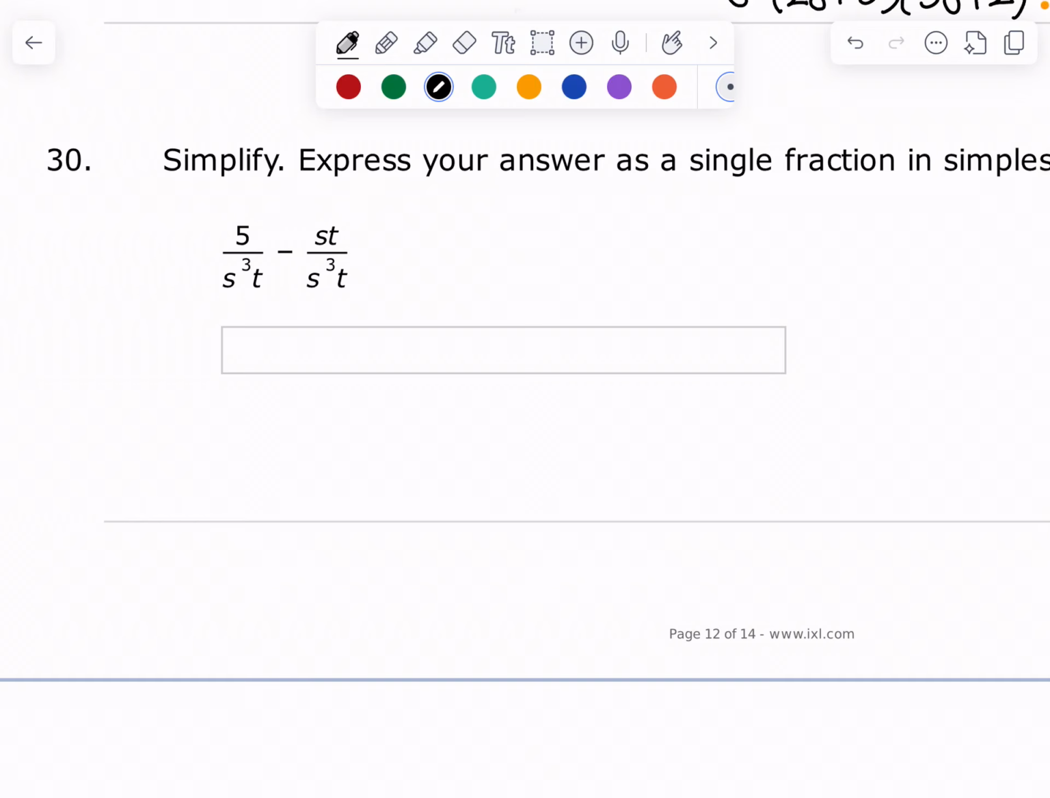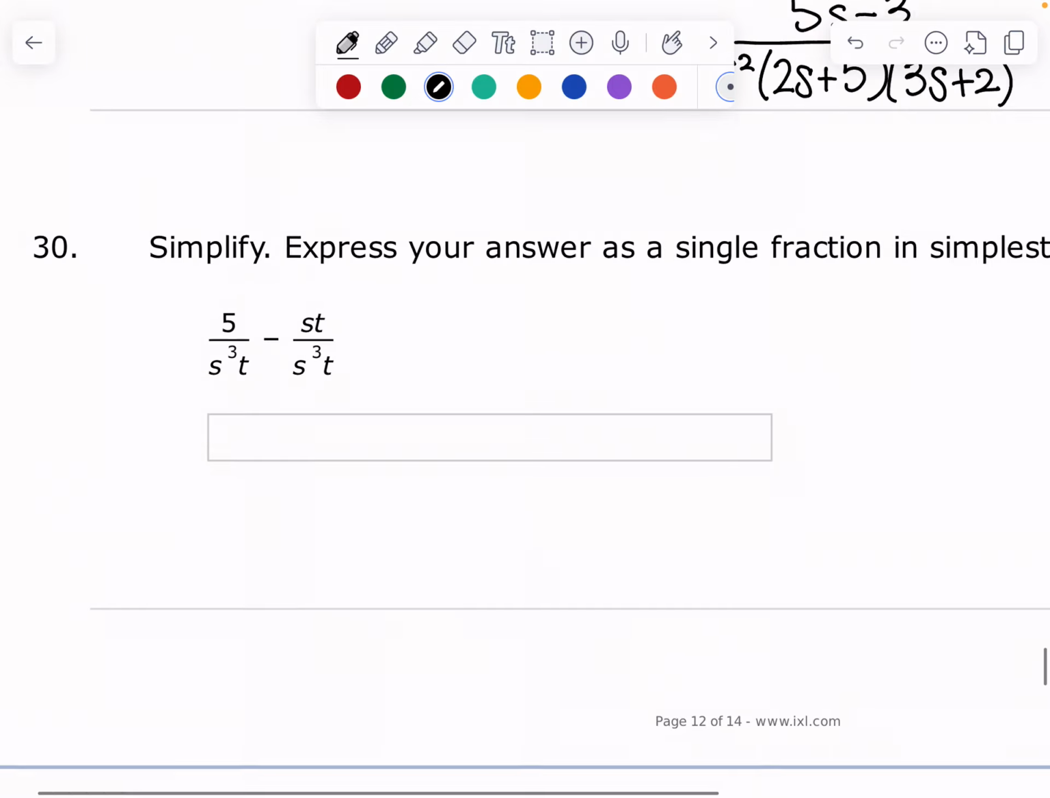Okay, number 30, this is part 2. Sorry if I went too fast. This actually, part 2, does not take very long at all. I think this is the best part of the test because it's shorter and easier. Okay, so here we go.